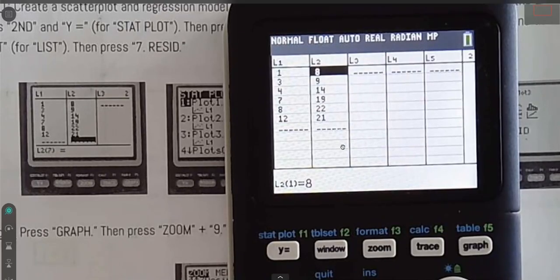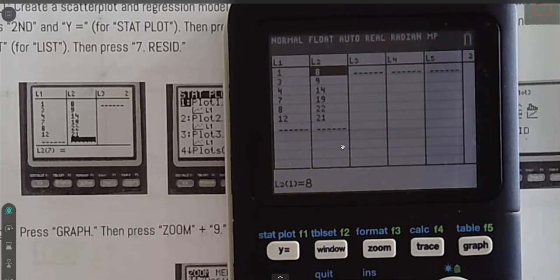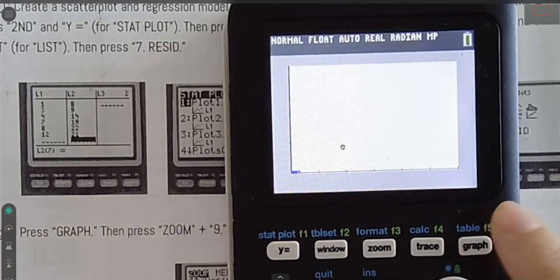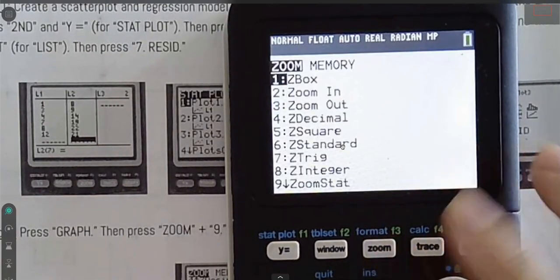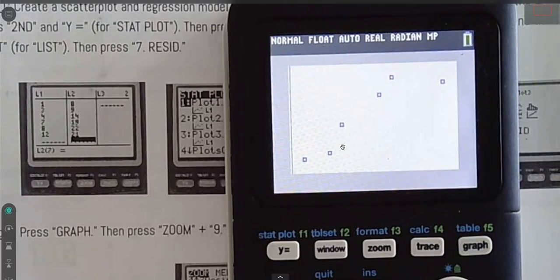All right. For those of you who are done, if you want, you could just graph the regular scatter plot. You could graph zoom 9, and that'll give you the regular scatter plot. Oh, you have something in y equals. If you hit graph zoom 9, you should end up with this scatter plot. All right. So this is not the residual model. There's one more step you need to do to get the residual.